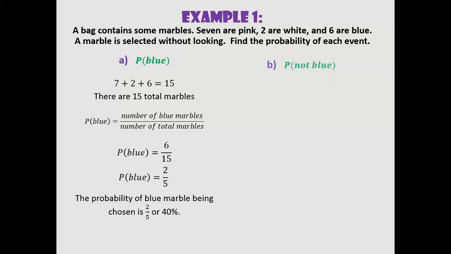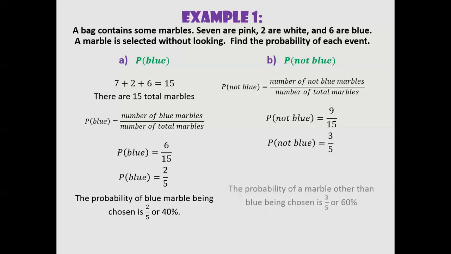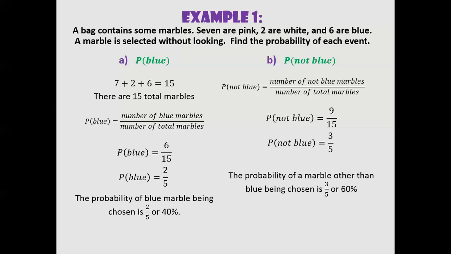All right, how about the probability that it's not blue? Well, in that case, it's the number of marbles that are not blue over the total number of marbles, which is 9 are not blue out of 15 total. Simplify that, we get 3/5, and so translate that into a percentage, and that's 60%.